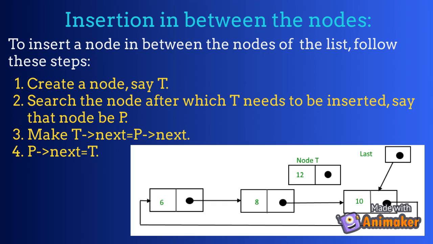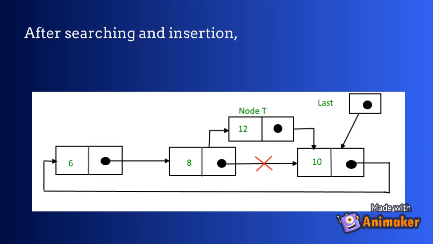Insertion in between the nodes. To insert a node in between the nodes of the list, follow these steps. Create a node, say T. Search the node after which T needs to be inserted, say that node is P. Make T next equal to P next. P next is equal to T. After searching and insertion, the list will look like this.